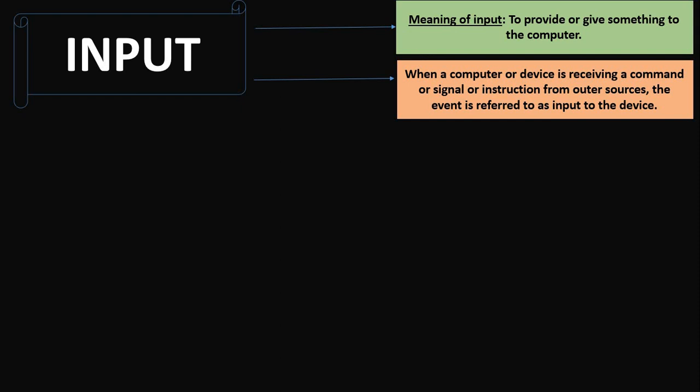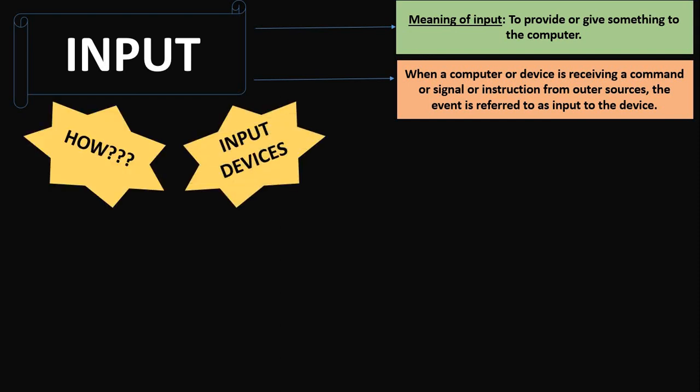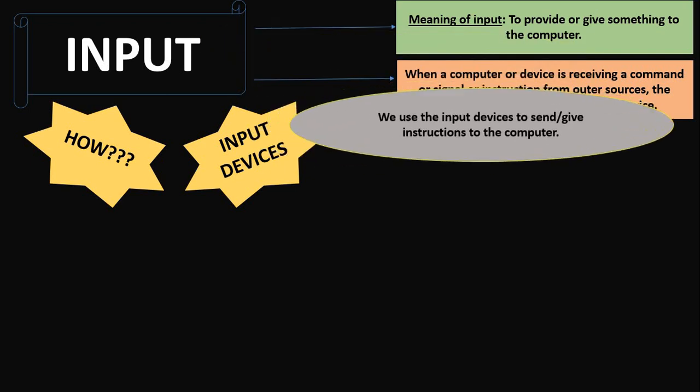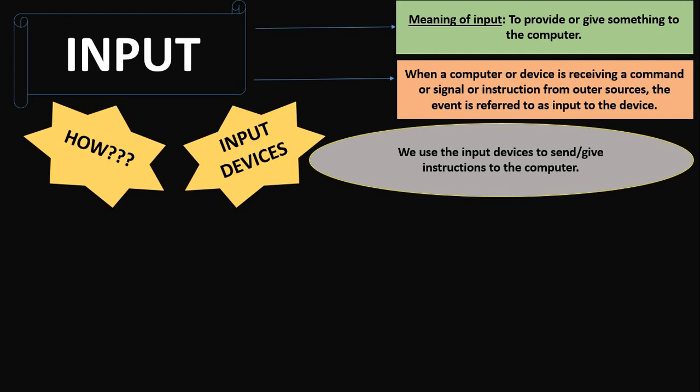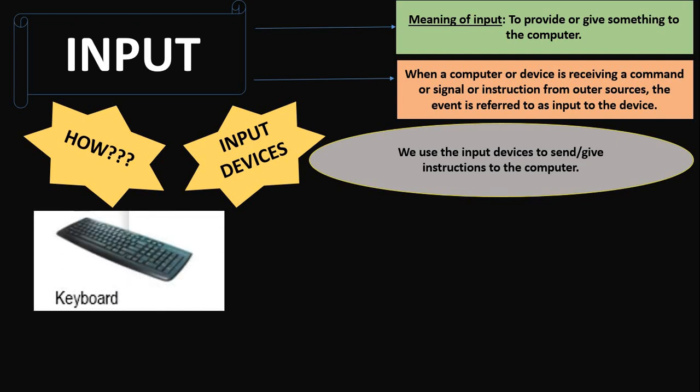So how does the computer get the input? That is, with the help of input devices. What are input devices? We use the input devices to send or give the instructions to the computer. Let us learn few examples of the input devices. The first example that we are going to learn is the keyboard. As you all know, keyboard is a typewriter-like device and it is used to type in letters, digits and commands.